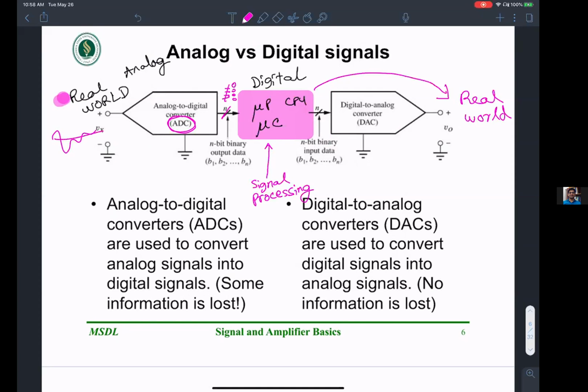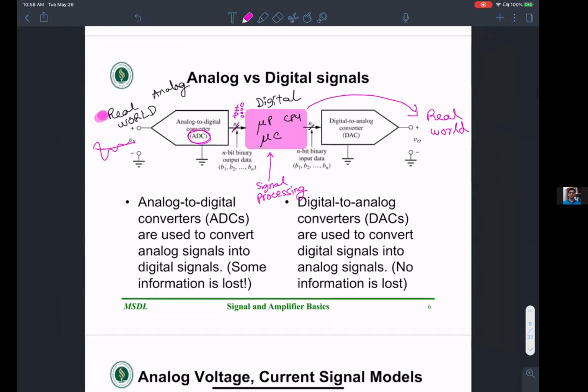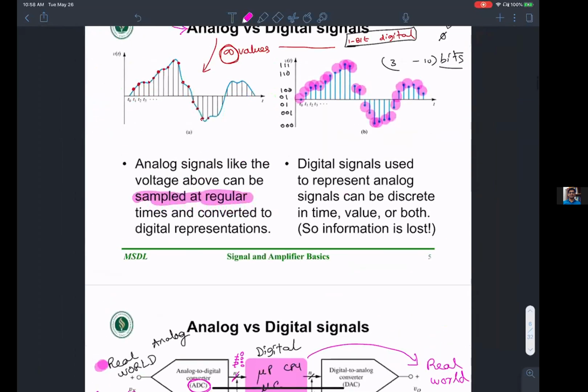Analog to digital converters are used to convert analog signals to digital signals. As you can see, some information is definitely lost. Digital to analog converters are used to convert digital signals to analog signals. No information is lost. So you're not losing a lot of information when you're converting, in theory, if you do a good job.